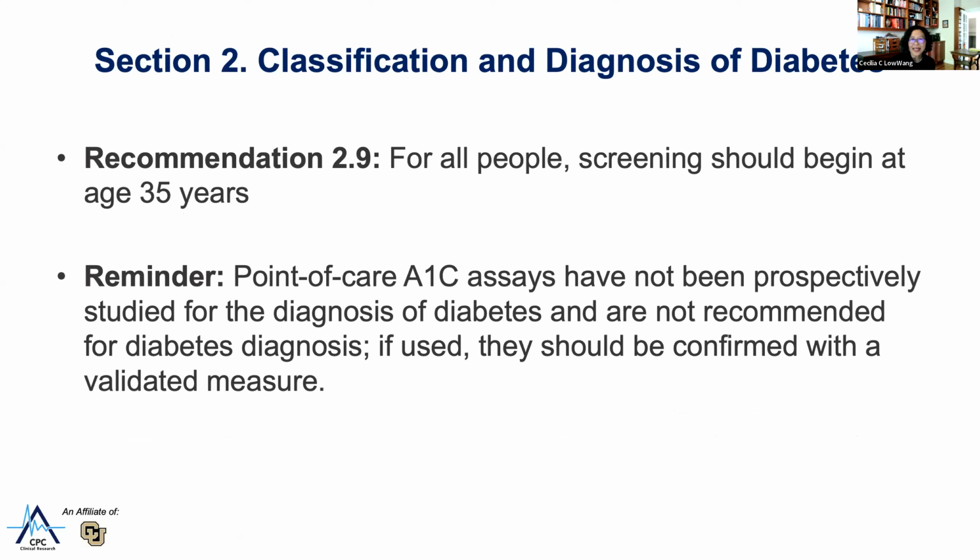Moving on to the next section. So this is classification and diagnosis of diabetes. So again, I'm just pulling out some of the different highlights that I think are really important to know about. For one, it's that screening for diabetes should start at the age of 35. So that's one big point to remember.